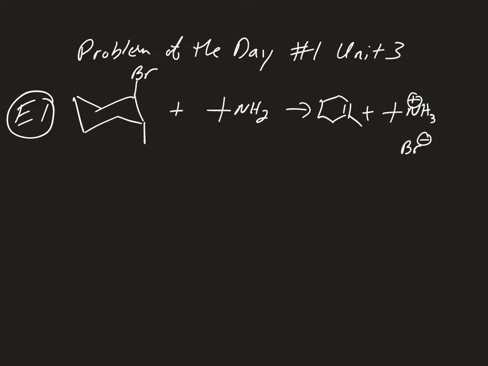All right, problem of the day, number 1, Unit 3. An E1 reaction, very similar to something from our test in Unit 2. What's the first step in an E1 reaction? The first step is a leaving group leaves. So that's what happens. Leaving group leaves.